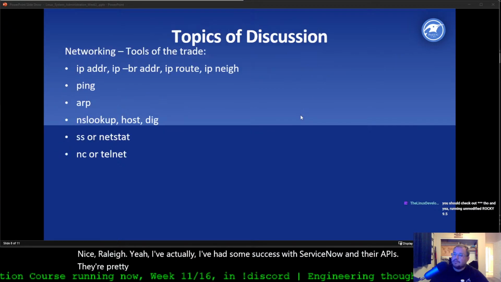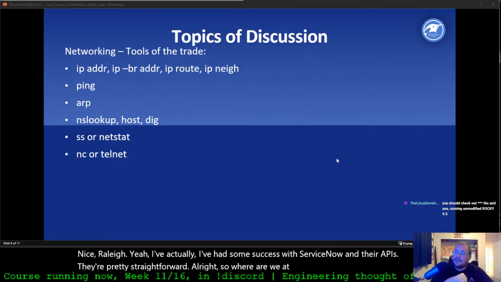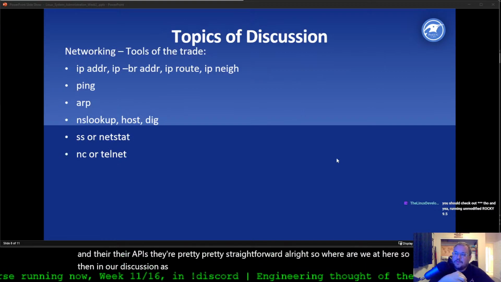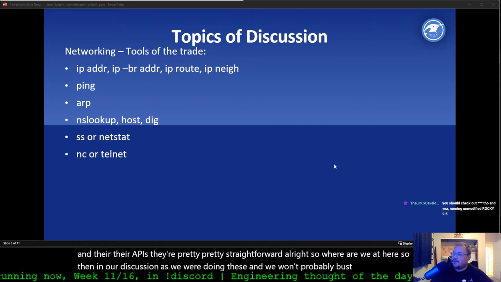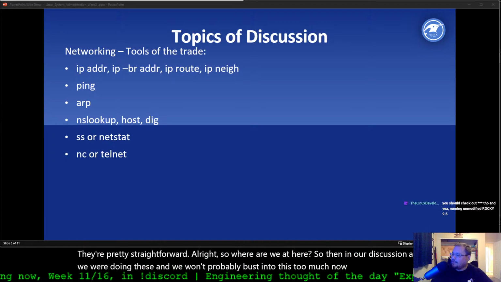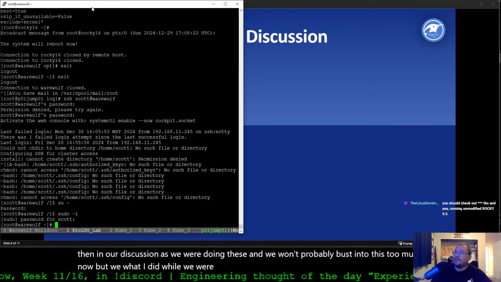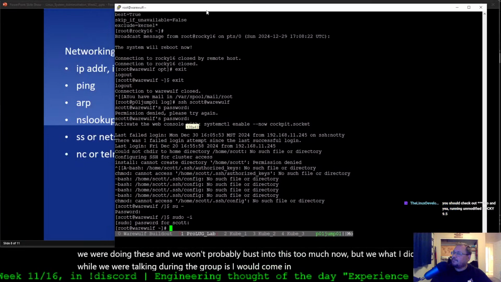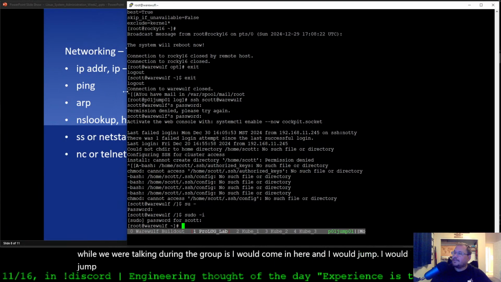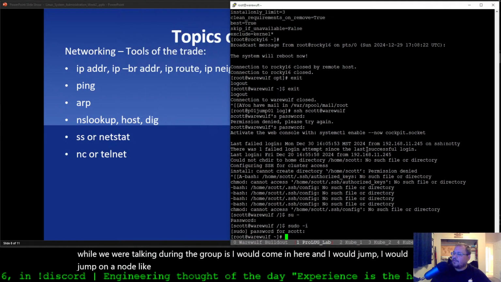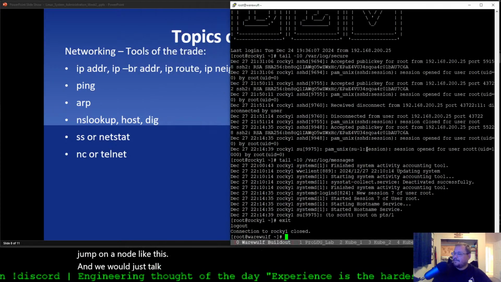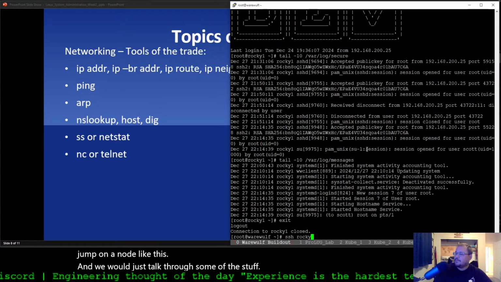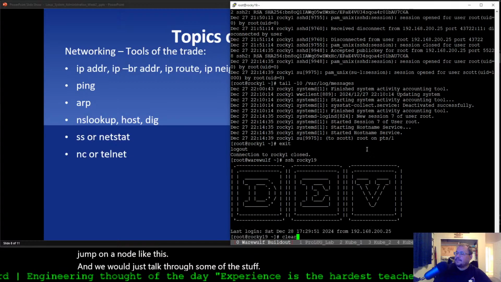All right, so where are we at here? So then in our discussion as we were doing these, and we won't probably bust into this too much now, but what I did while we were talking during the group is I would come in here and I would jump on a node like this, and we would just talk through some of the stuff. Maybe I go over to Rocky 19.